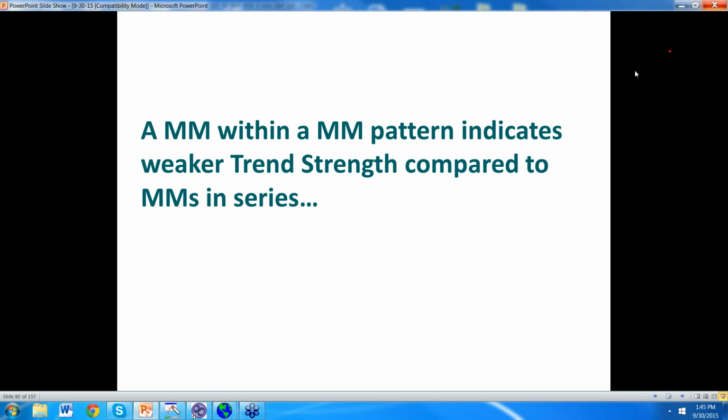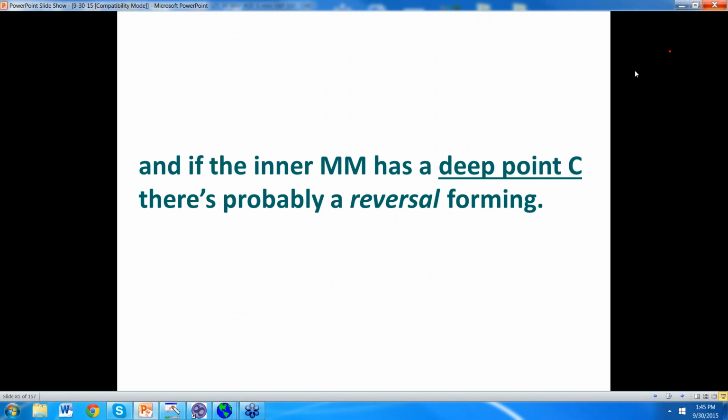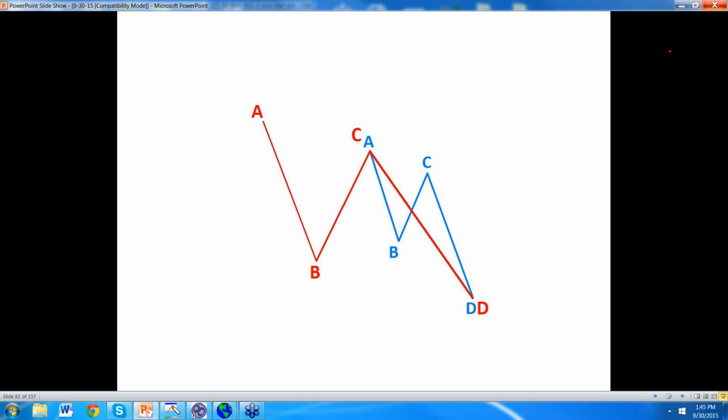Okay, again, because that point B in blue is unable to bust above the outer point B. Now if the inner measure move has a deep point C, there's probably a reversal forming somewhere. So again, this is a bullish butterfly to buy at point D. But the key is this inner pattern. You have this measure move within a measure move, blue within the red, and point C being deep. This will give a very good looking bullish butterfly pattern to buy at point D.